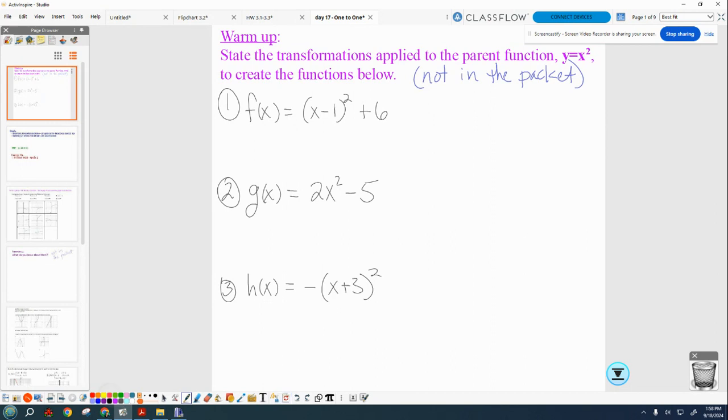So, question. What does that minus 1 do to the parent function of x squared? Doesn't it move it left and right? Which way and how much does this move? Right 1. And then up 6. Okay? So there's my friendly regular parabola, my quadratic. This guy is over 1, up 6.